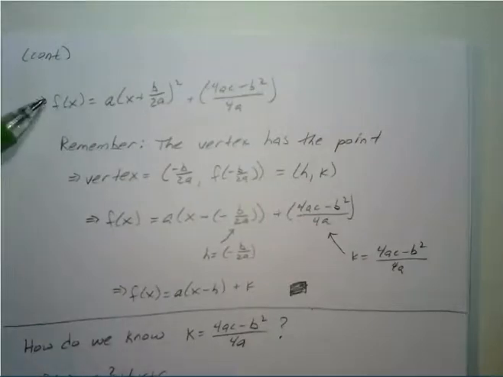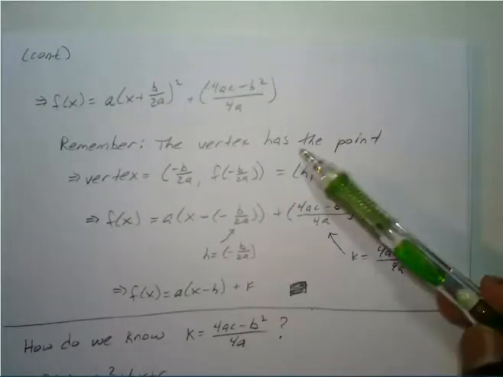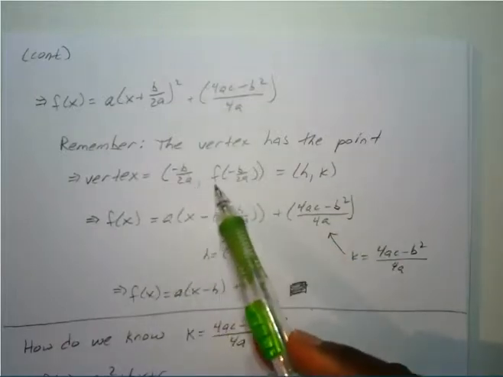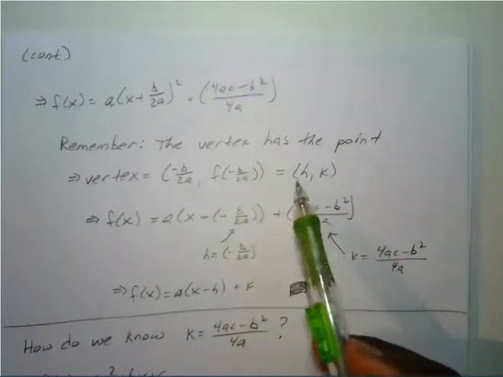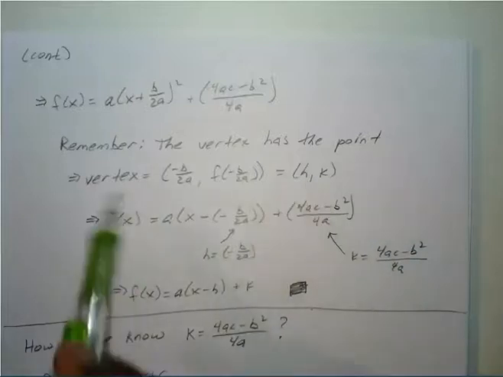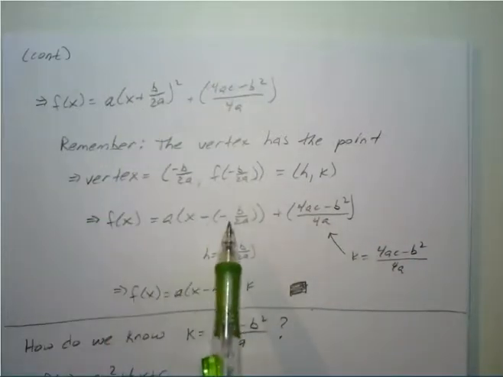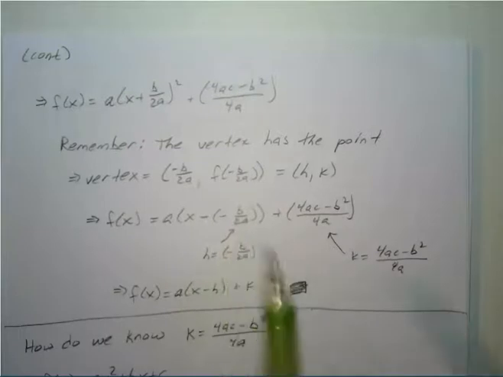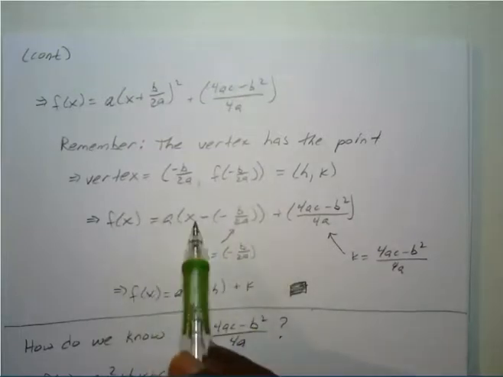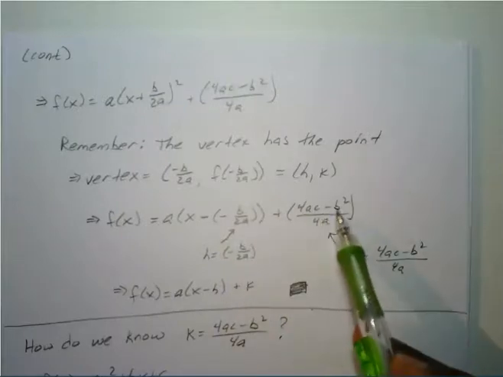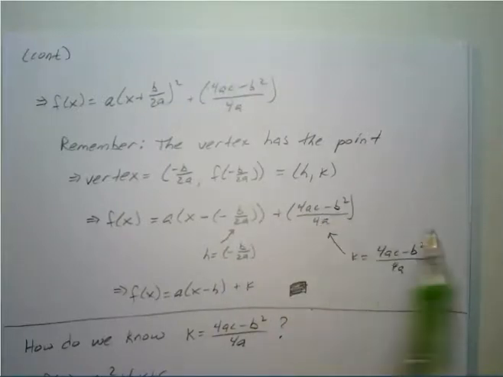Okay, so this is where we left off. Okay, so remember the vertex has the point negative b over 2a and f of negative b over 2a, which is (h, k). So here, since we have x plus b over 2a, we make that x minus negative b over 2a. So we have a times (x minus negative b over 2a) squared plus (4ac minus b squared) over 4a.